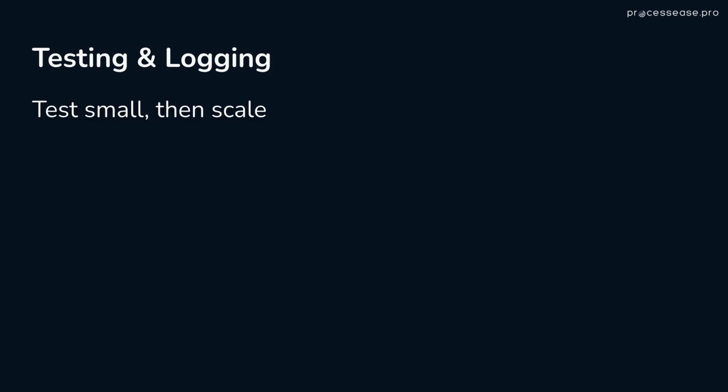Testing and logging. Test small, then scale. Start with 1 record, then 5, then 50, and always log what happened so you can debug fast. Logs tell you where it failed and what data caused it. Before deploying, test small, using test data. Also, keep simple logs to track what data went in and out, which is vital for debugging and scaling. This is how you move from "it works once" to "it works every day."